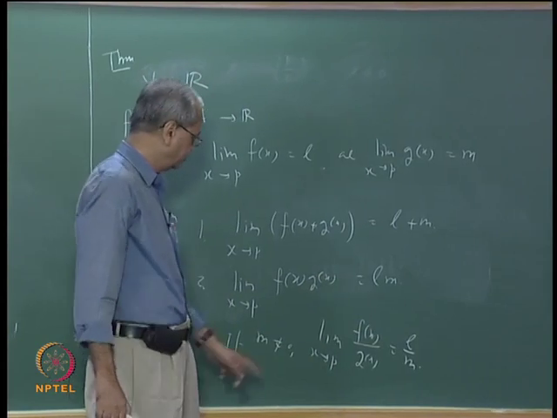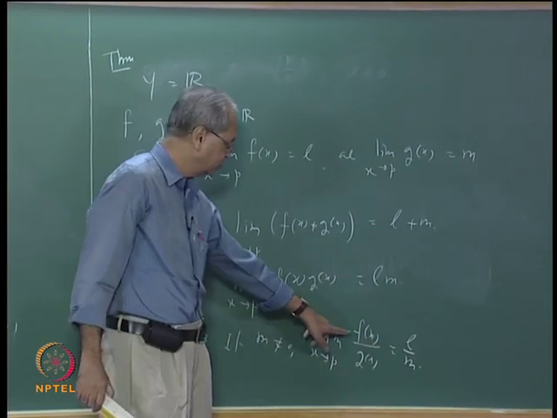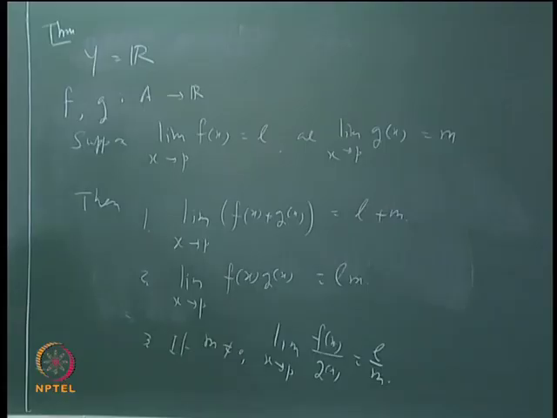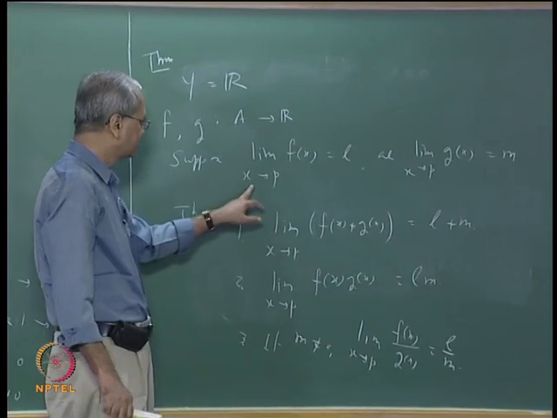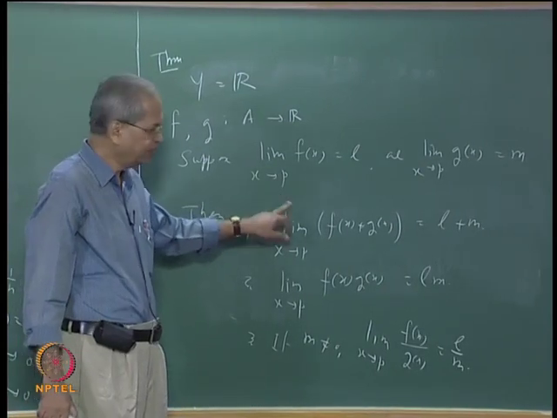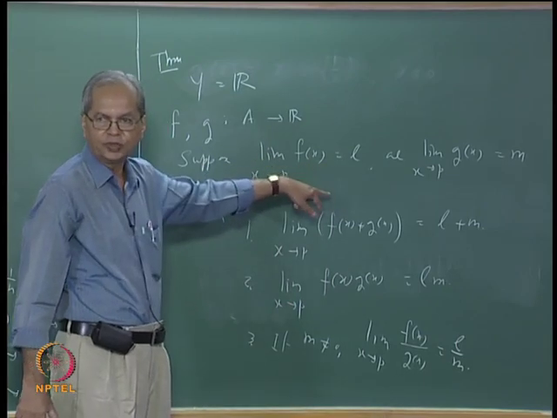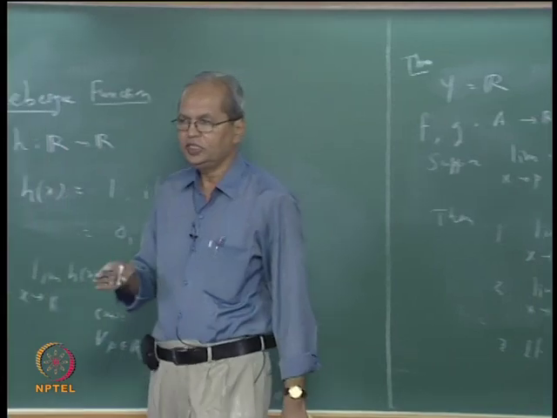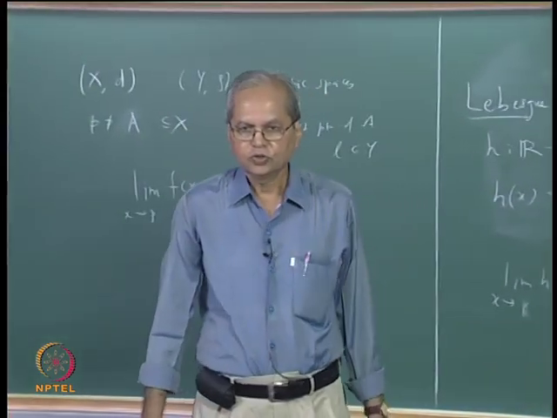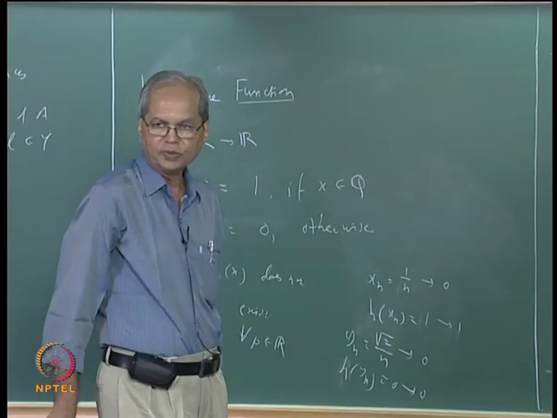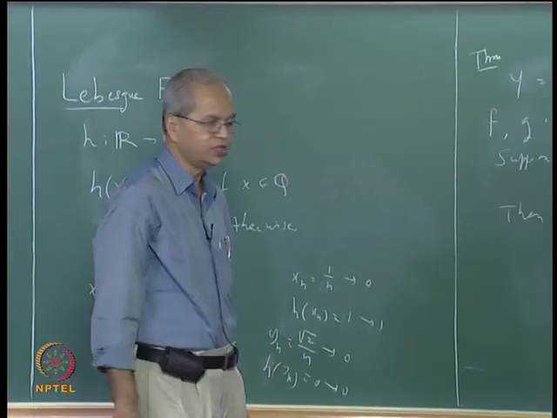Now you may wonder that not only m not equal to 0, in order to talk about f(x) by g(x), this g(x) also should be different from 0. But we need not say that specifically, because what we are bothered about is only the values of x near the point p. And if m is not equal to 0, and if g(x_n) tends to m, then for large values of n, g(x_n) will be different from 0. So f(x_n) by g(x_n), or f(x) by g(x), will be well defined for x close to p, if m is different from 0.